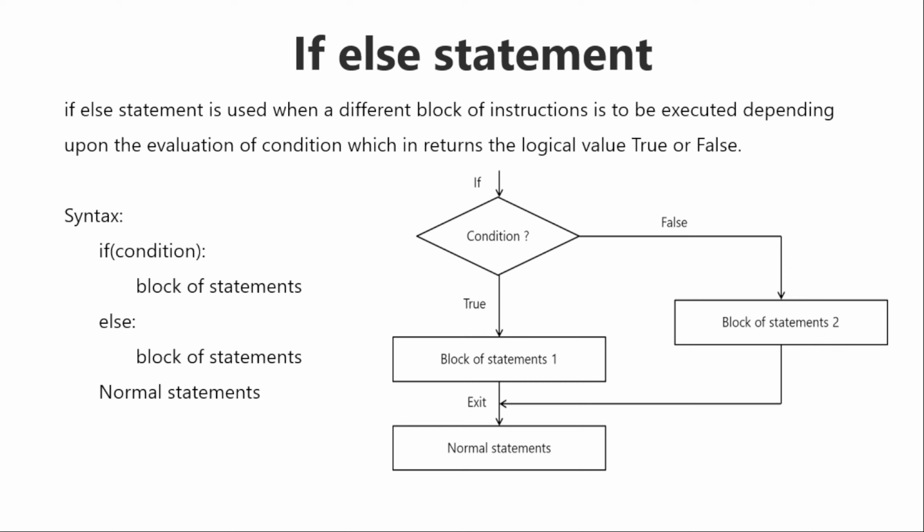In the flowchart of the if-else statement, if the given condition is true, then block of statements 1 will be executed and the if condition will be exited and the rest of the normal statements will be printed. If the given condition evaluates to false, then block of statements 2 will be executed and the if statement terminates at exit, and the rest of the code like normal statements will be printed. So this is the operation of if-else statements. Now we can move to the code editor and perform an example there.